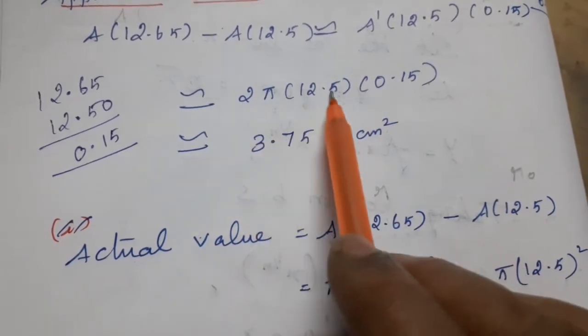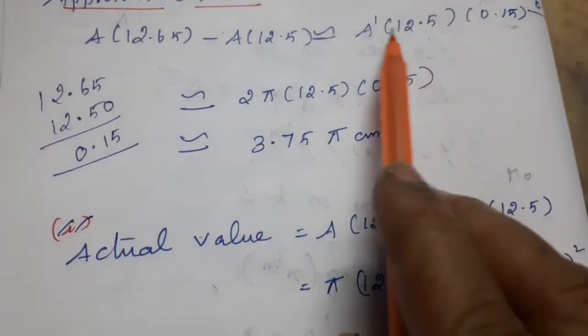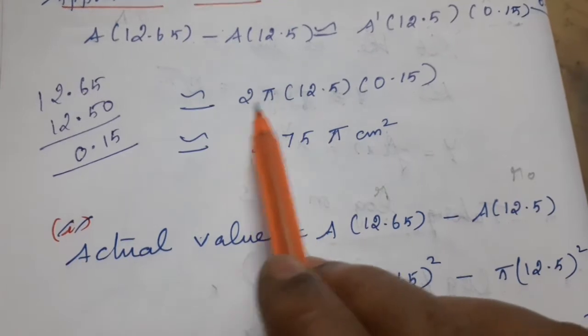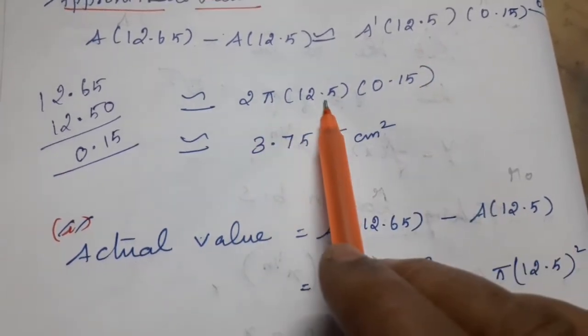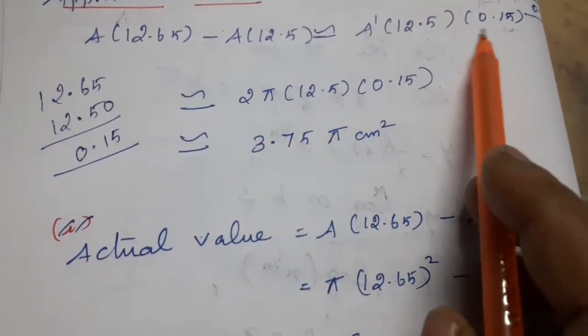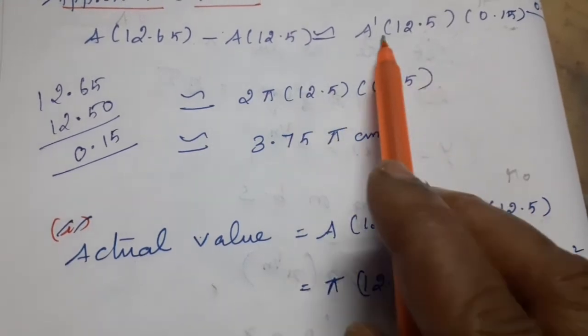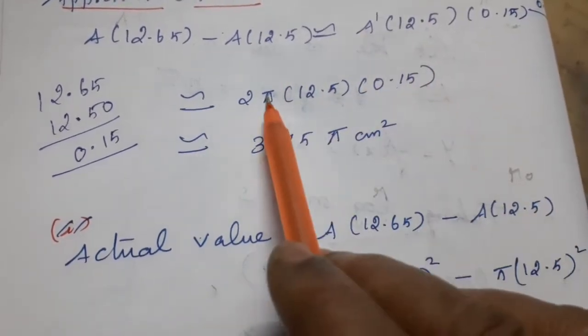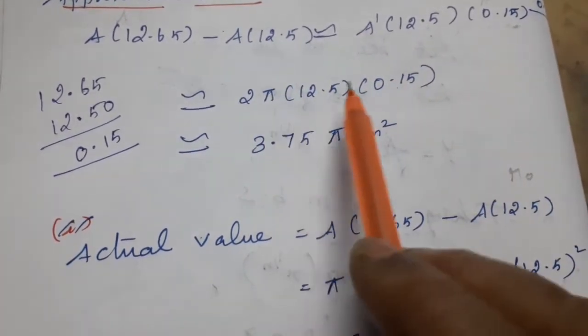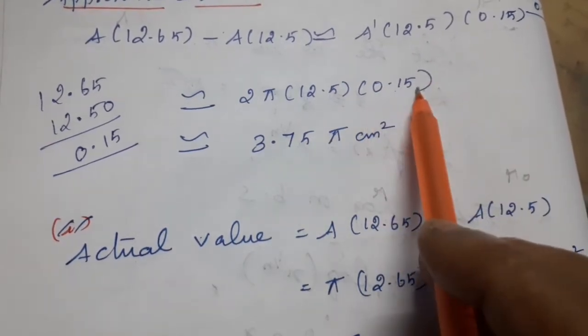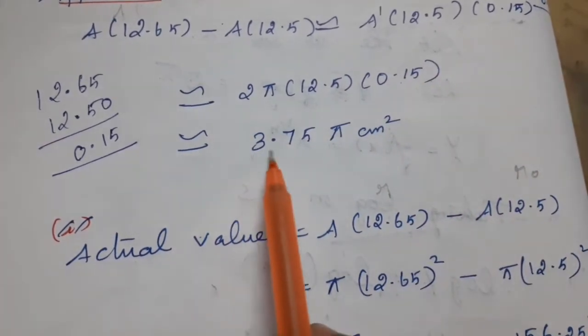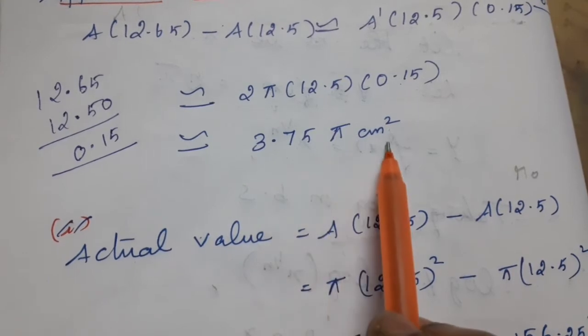A dash of r is 2 pi r. Instead of r, you substitute 12.5. So it is 2 pi into 12.5 into 0.15. Now this is approximately equal to 3.75 pi centimeter square.